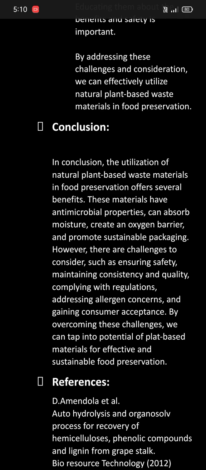Conclusion. In conclusion, the utilization of natural plant-based waste material in food preservation offers several benefits. These materials have antimicrobial properties, can absorb moisture, create an oxygen barrier, and promote sustainable packaging. However, there are challenges to consider, such as ensuring safety, maintaining consistency and quality, complying with regulations, addressing allergen concerns, and gaining consumer acceptance. By overcoming these challenges, we can tap into the potential of plant-based material for effective and sustainable food preservation.